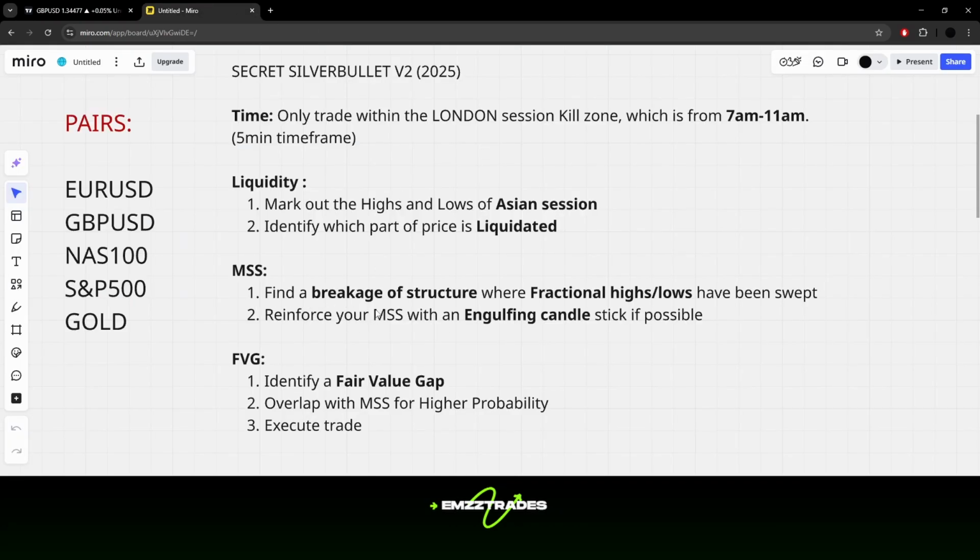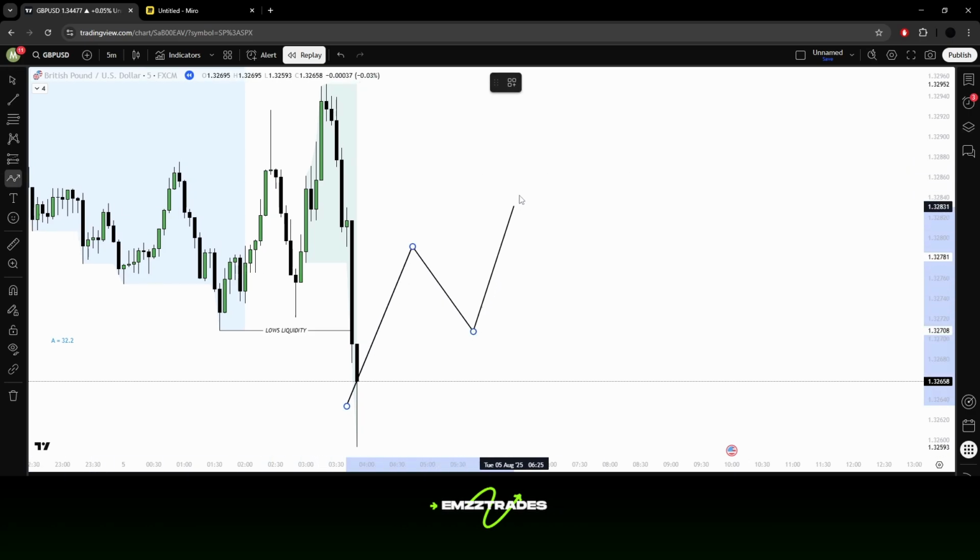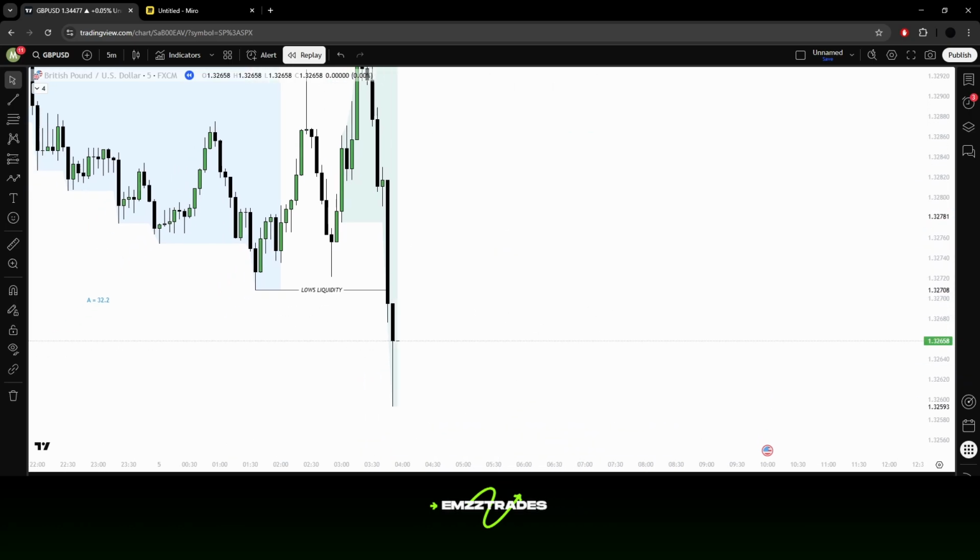Now what we're going to be doing is finding a break of structure where fractal highs slash fractal lows, in this instance it's going to be fractal highs, have been swept, so we can reinforce our market structure shift and an engulfing candlestick if possible, right? So we're looking for a break of structure towards the upside, and it looks something similar to this, and this would be our market structure shift right here, right? So that's the actual kind of movement that we're looking for.